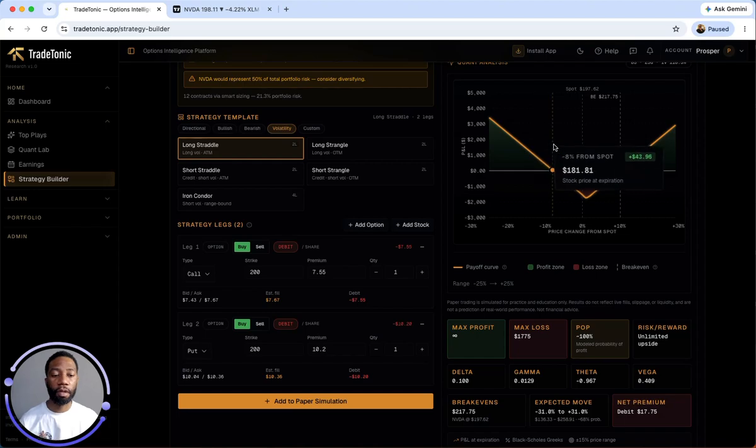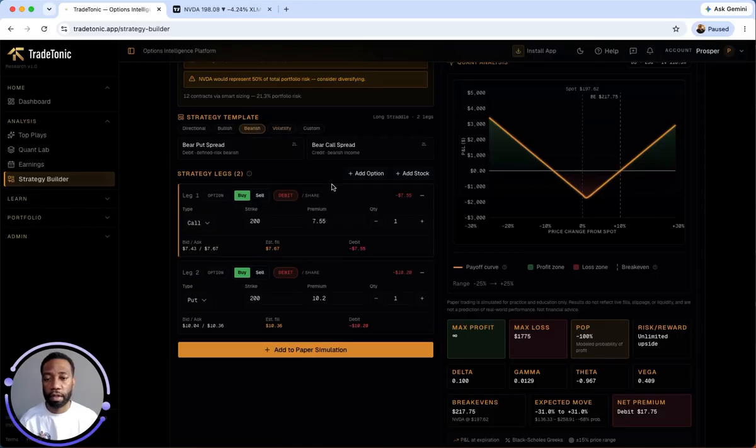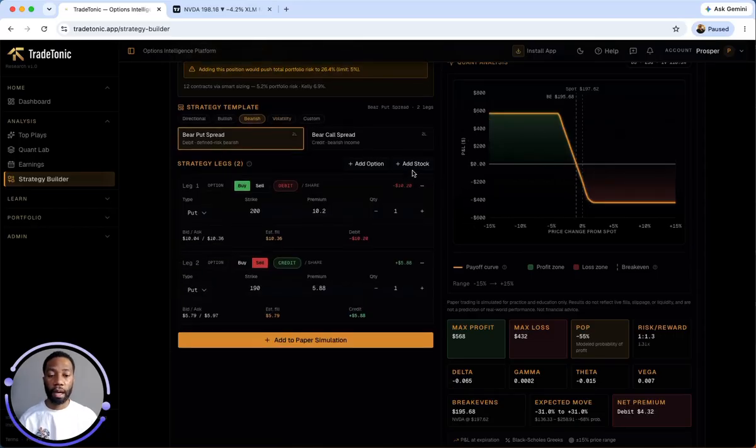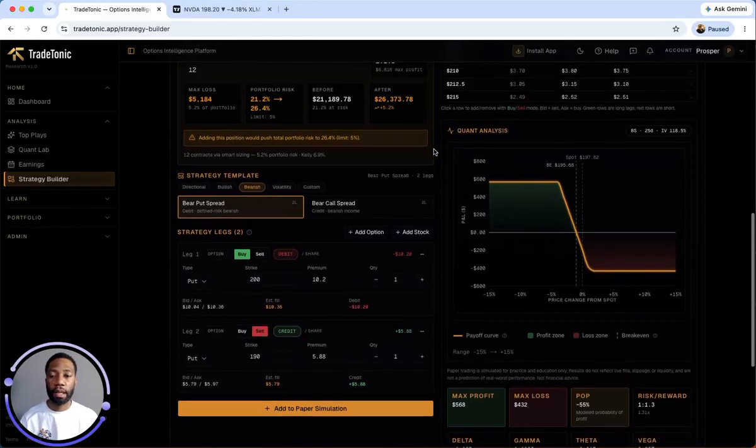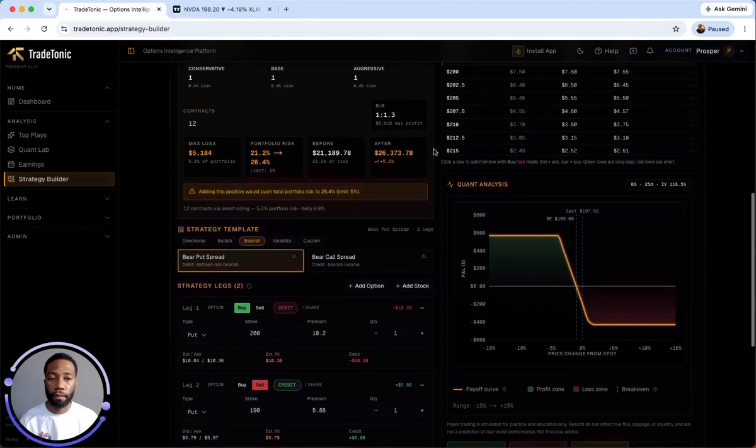Because we're not 100% sure of that, with this particular trade we're risking $1,775 to make a max profit that's potentially unlimited. So we would expect the stock to move 17% or 20%, but it needs to move at least that. For this particular stock, Nvidia, the one that makes a little more sense is the bear put spread.